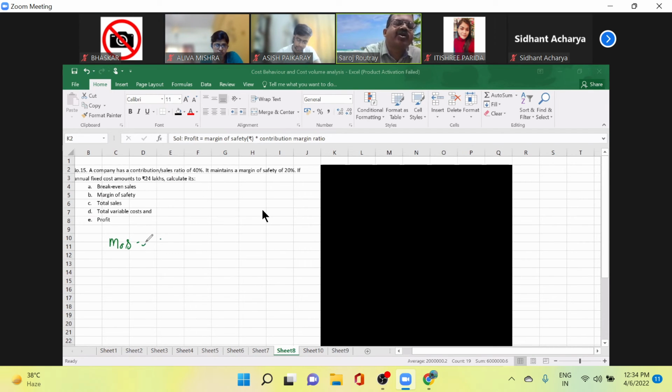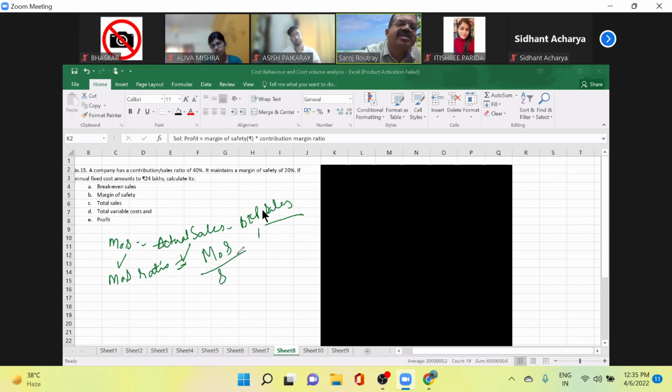Margin of safety is equal to your actual sales minus BEP sales. It can be in rupees as well as in units. If you take units, you have to take unit sales and BEP unit sales. There is another term called margin of safety ratio. As we have the contribution margin ratio, there is the margin of safety ratio, that is margin of safety divided by sales.